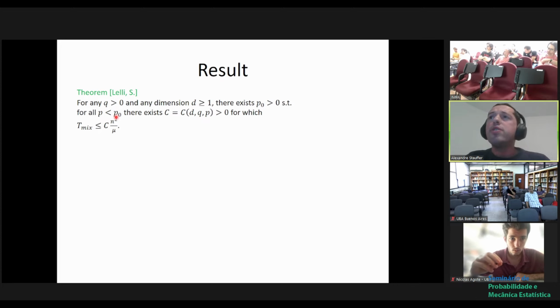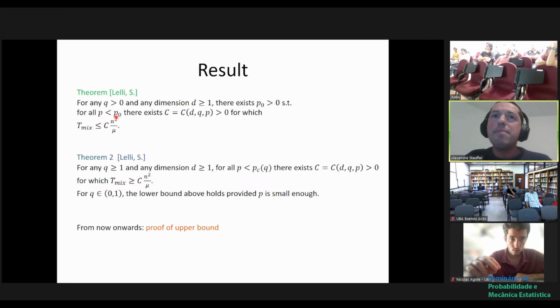We also have lower bounds for this, and the lower bounds are a bit more precise, but not by much. So if q is at least 1, and again the dimension is arbitrary, then we can show that in the whole subcritical regime, the mixing time is at least a constant times n squared over mu, and these constants are all different, of course. Here p_c(q) is the critical probability for percolation of the random cluster measure with parameter q.